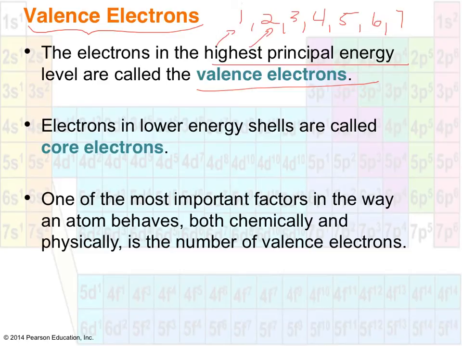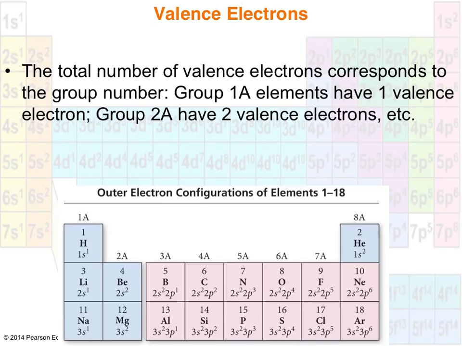All of the electrons that are not valence electrons are called core electrons. They're in the lower energy levels. The reason we focus on valence electrons is they determine the chemical behavior. Valence electrons are the electrons that make chemical bonds and make an element reactive or relatively non-reactive. So they're real important.